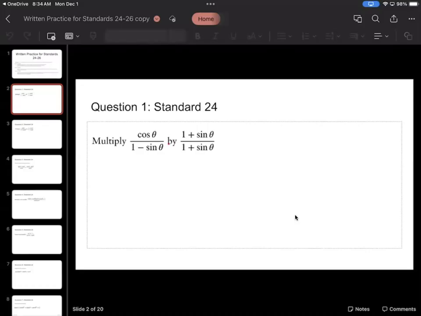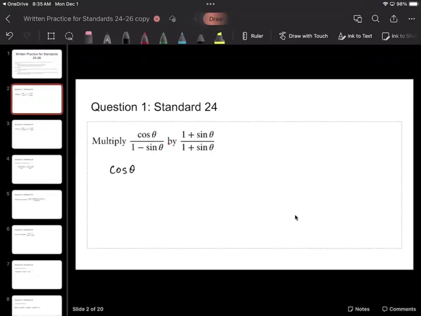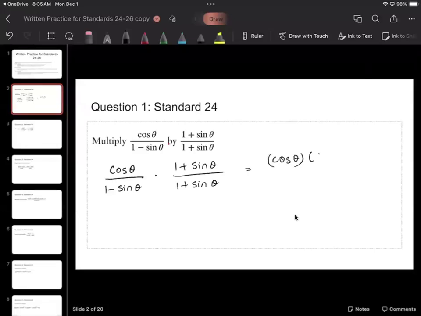In this first question, we are asked to just multiply these two expressions. So let's see how to do that. Since we are multiplying two fractions, all you need to do is multiply the numerator with numerator and denominator with denominator.